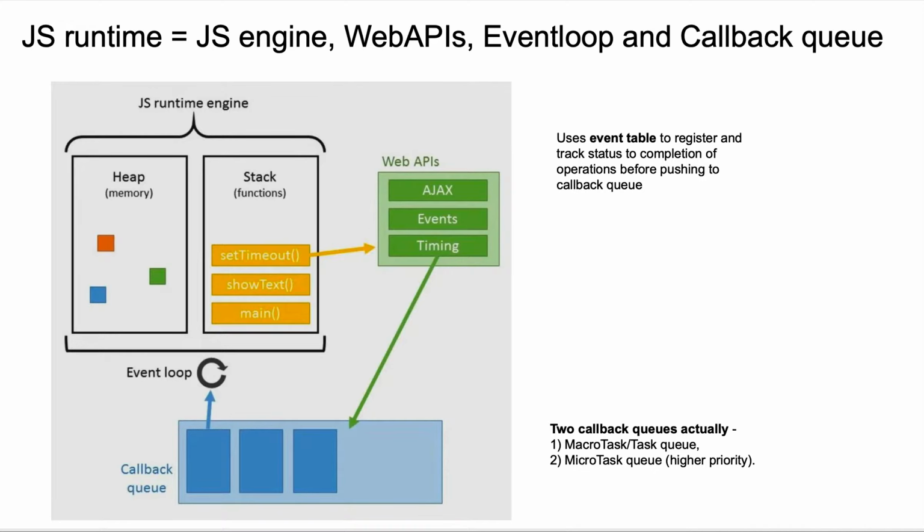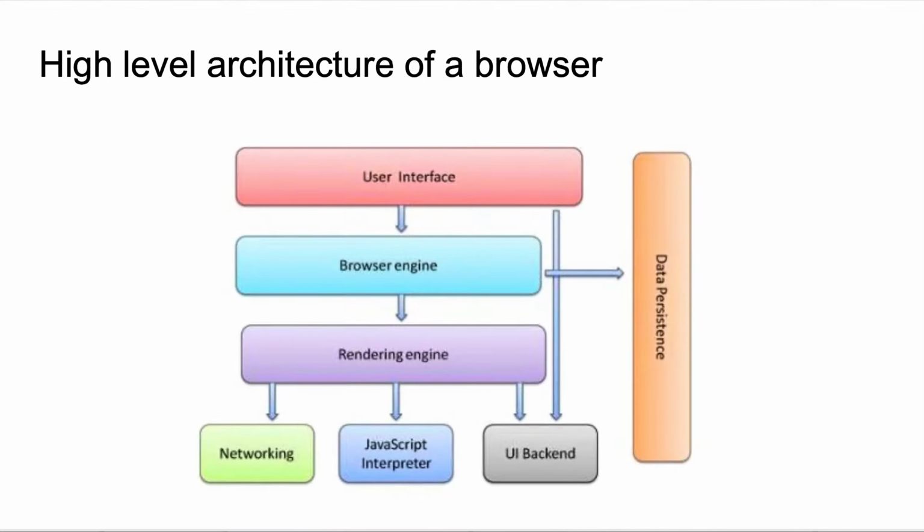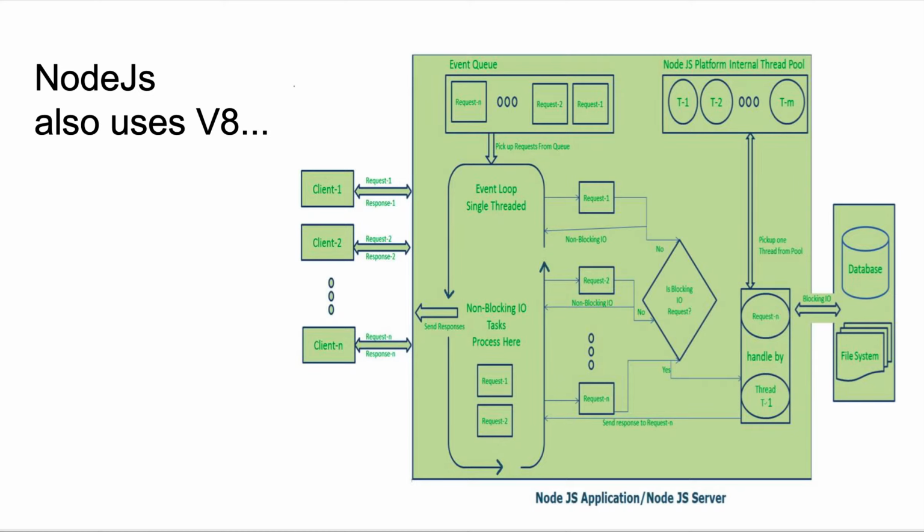We also talked about browser architecture, and this is where the JS engine lies, and how the user interface, browser engine, rendering engine, networking, UI backend, and data persistence come together. I touched upon all this, and finally towards the end I showed how Node.js leverages the V8 engine and uses a similar call stack and callback queue, and is non-blocking.